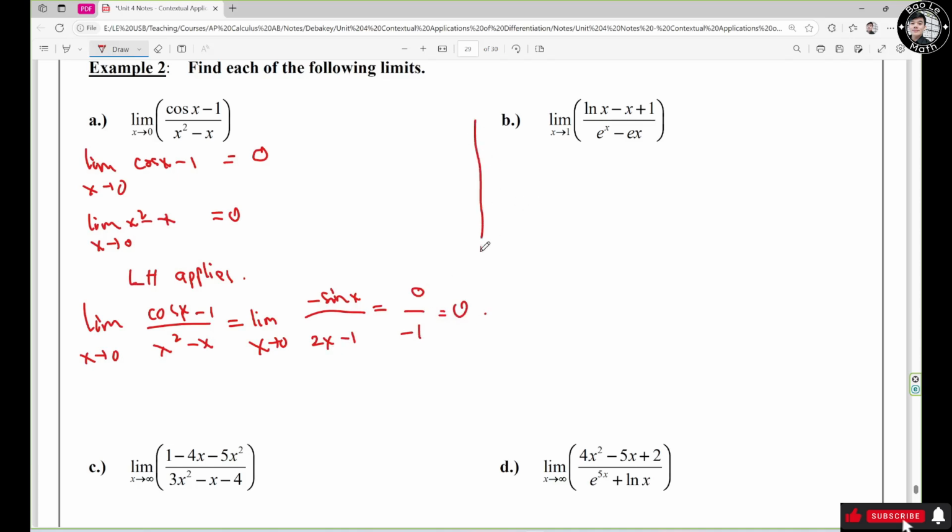Now question B. We have the limit of natural log of s minus s plus 1 when s approaches 1. It's going to be natural log of 1 equals 0, and negative 1 plus 1 is 0. Now, the limit of e to the s minus e times s when s approaches 1 equals e to the 1 minus e, which is 0. So L'Hôpital's rule applies.